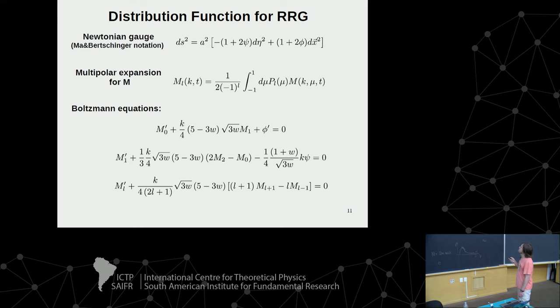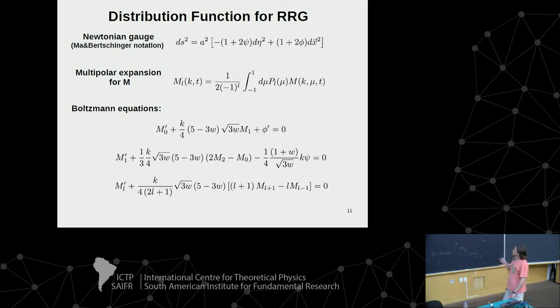Then the equations will be for ML, which is a multipolar expansion. So there are some integrations with Legendre polynomials in K space. Mu is the angle between the vectors. And from this you get the usual equations for the potentials, okay? Nothing different. But then here you have the Boltzmann equations for this model.